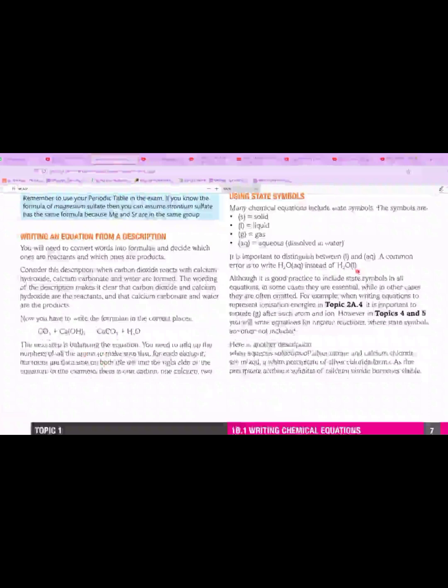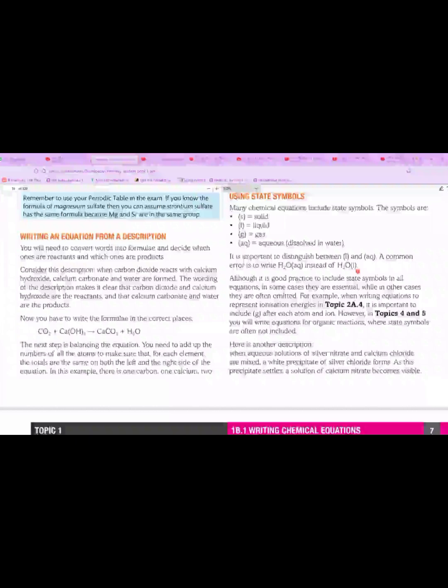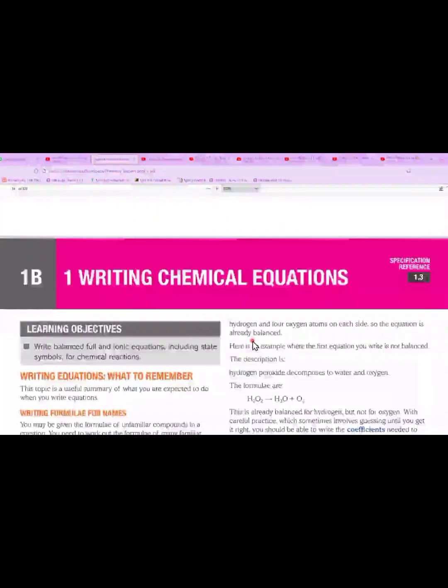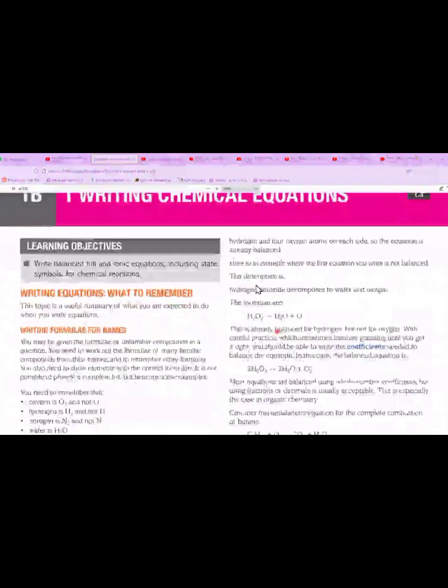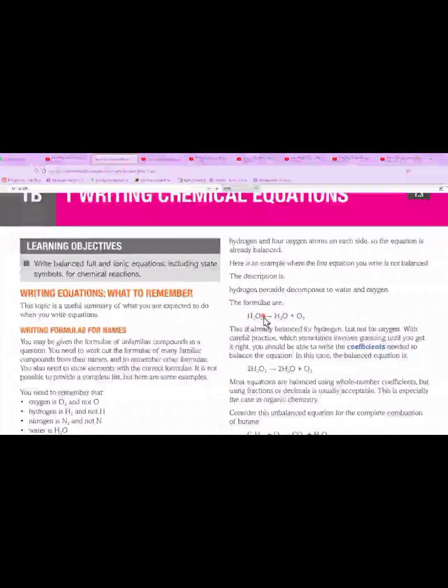Okay, next, with careful practice, balancing sometimes involves guessing until you make it right. Okay, so it's not necessary. I would recommend you to make a straight away practice. Lots of balancing equation practices are available. You can focus on it, or you can even type or send your image in the chat box. We will check it. Here comes the hydrogen peroxide. The decomposition will spare the oxygen.